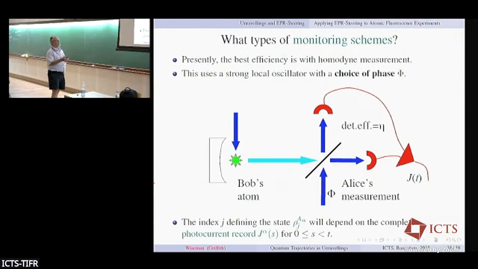So then, what's our choice? Well, our choice is that we can use different phases of the local oscillator, and I put up some pictures of that before. You get different trajectories depending on that phase, and Benjamin also put up pictures showing these differences. So that's essentially the choice that Alice has.